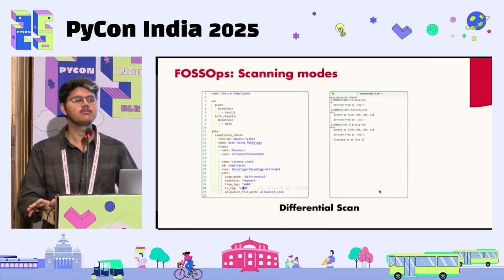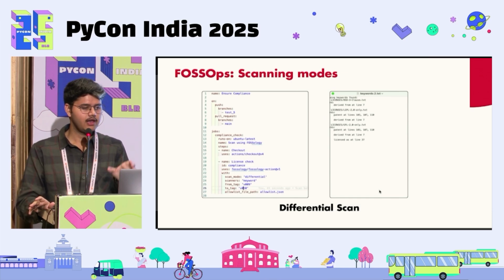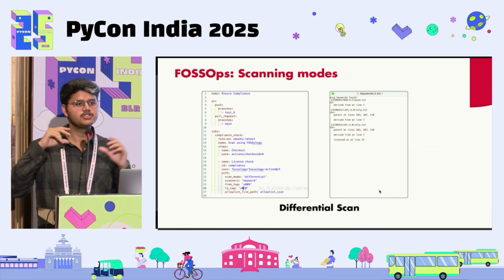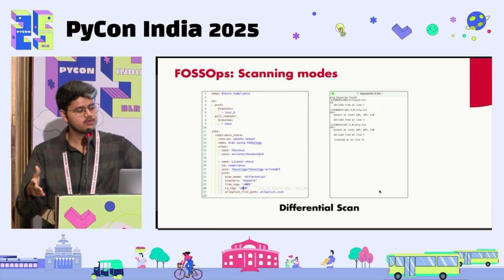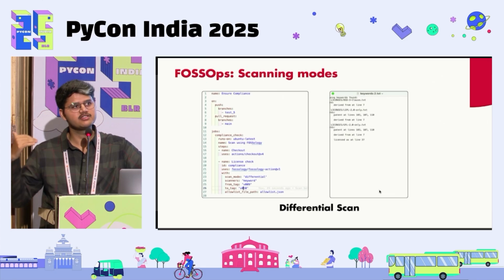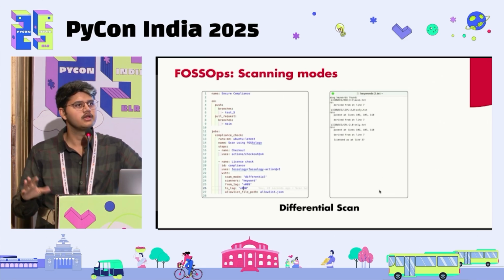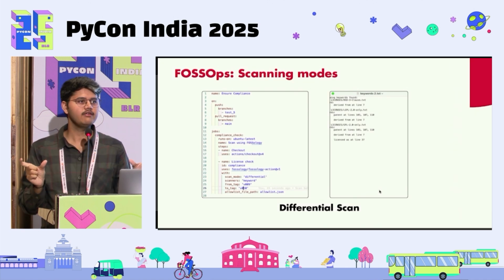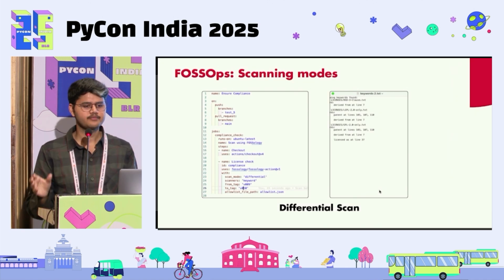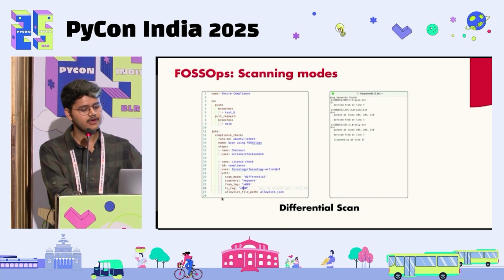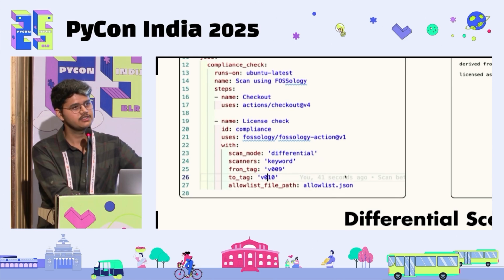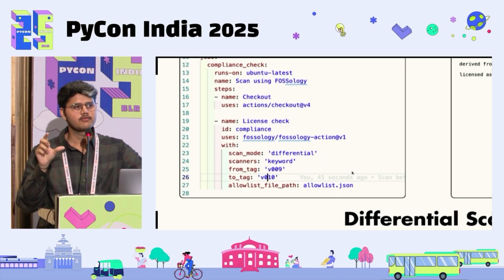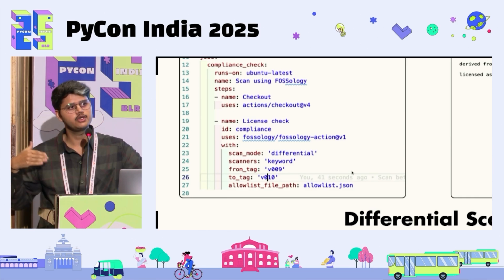Another mode is differential mode. It essentially allows you to scan two different versions of your repository. By versions, what I mean is, let's say you have a previous release for a repository, and you're making a new release, and you want to compare the current release with the previous releases that you had. If you want to configure that, in the from tag and to tag section, you can write down whatever version from and whatever version to you want to compare.